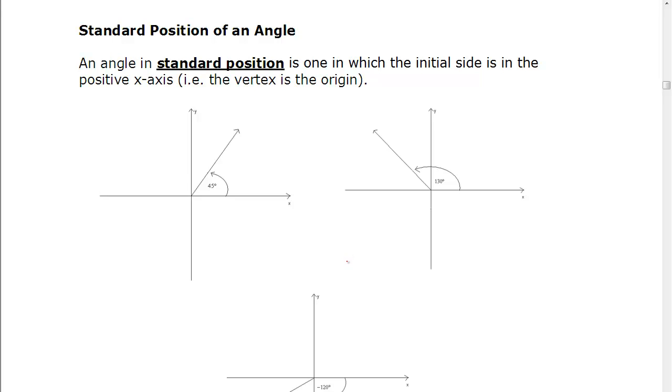In this lesson, we're going to talk about angles in standard position. An angle in standard position is one in which the initial side is the positive x-axis. So that's very important. Standard position, we're looking at the positive x-axis. So the origin is the vertex. And so we have three examples here. So we see the initial side, positive x-axis.